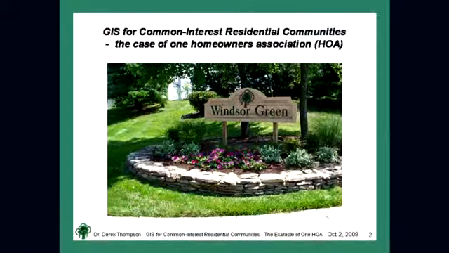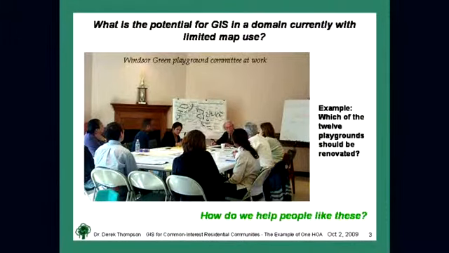I'm Derek Thompson. I'm a retired professor of geography from the University of Maryland, specializing in geographic information systems. My presentation is about how I developed a mapping capability for my own homeowner association in Greenbelt, Maryland. This work was motivated by a desire to improve the way in which we did some things in the association, particularly research and planning purposes.